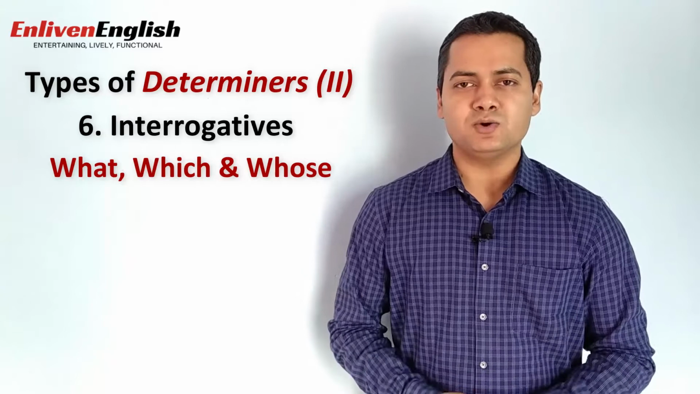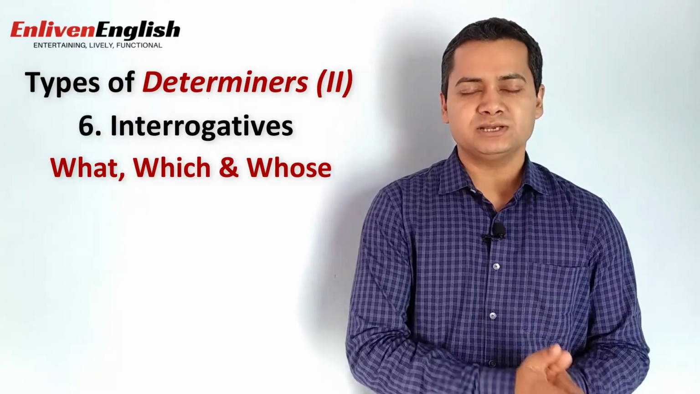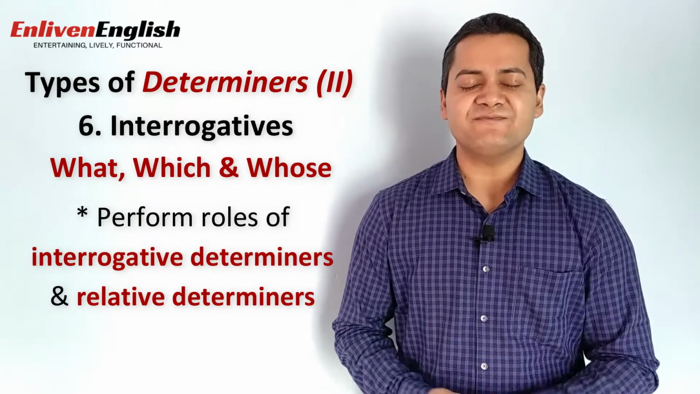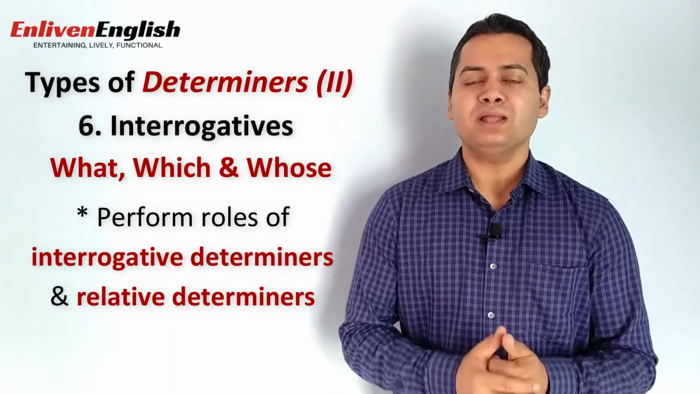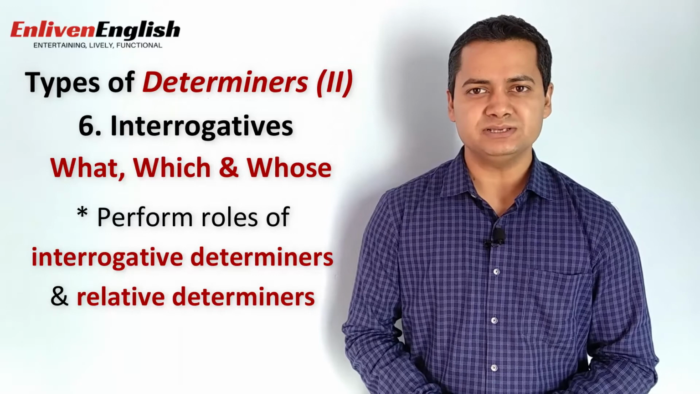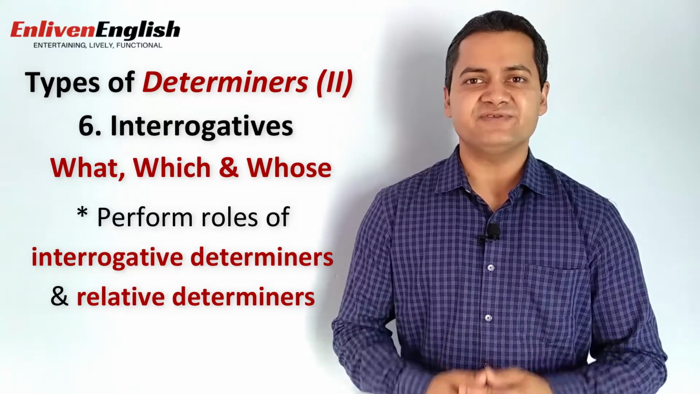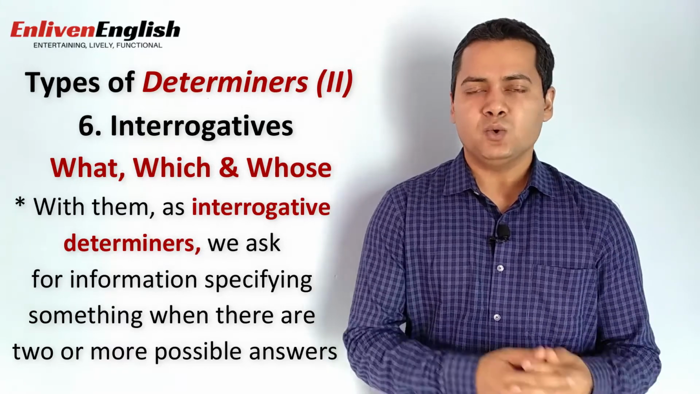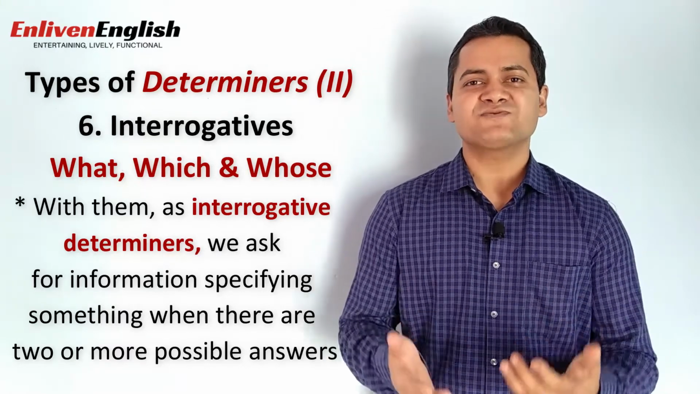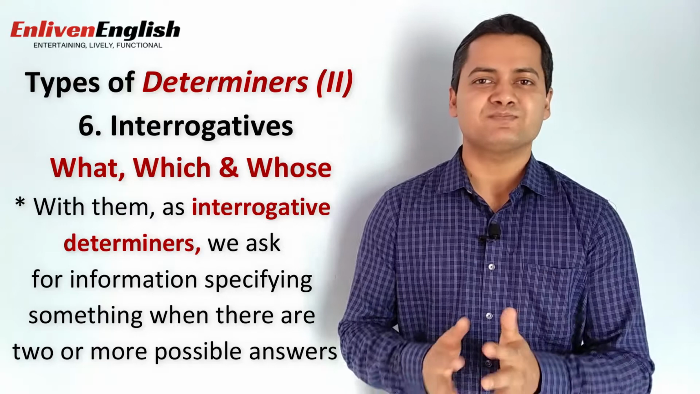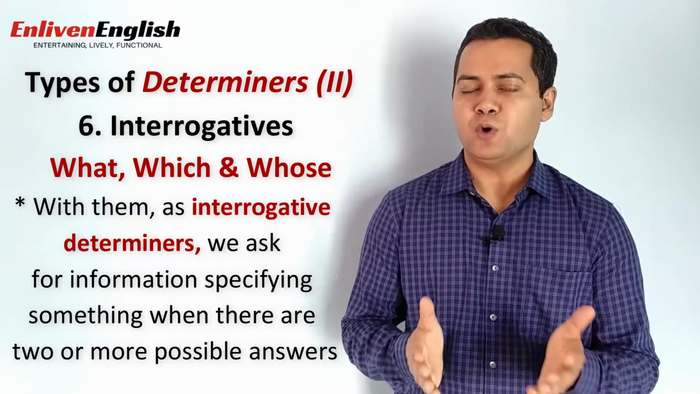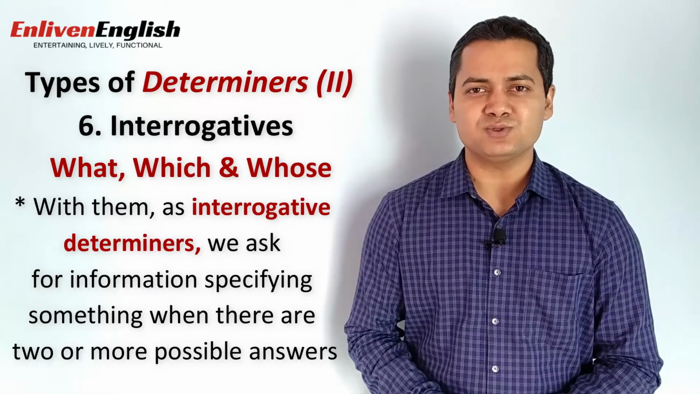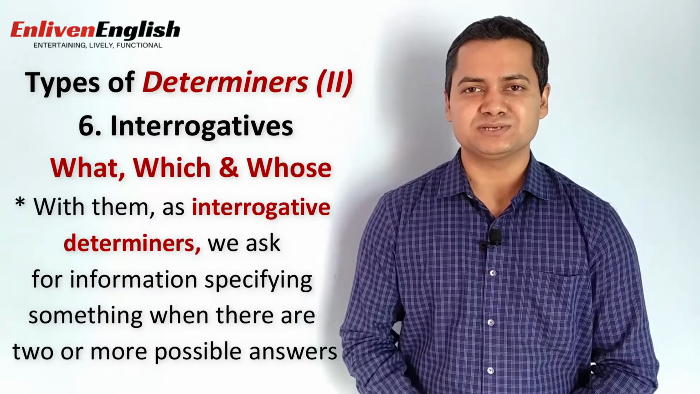Now let's talk about interrogative words what, which, and whose. As determiners, these three can perform two roles. One that of interrogative determiners and the other of relative determiners. As interrogative determiners with what, which, and whose, we ask for information specifying something when there are two or more possible answers or alternatives. Let's gain more clarity on this with the help of some examples.